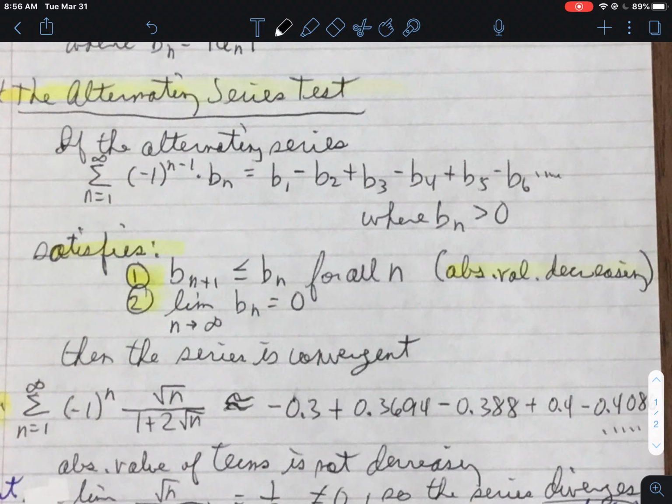Now, that second requirement is actually with reference to, remember that test for divergence that we started out with?